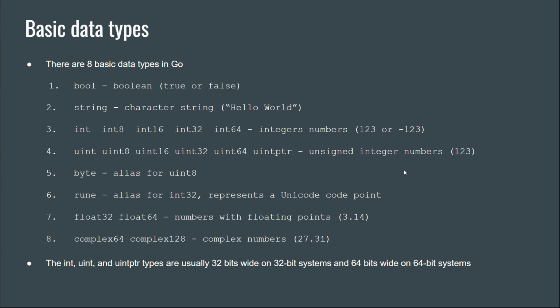Then we have rune to represent Unicode points. Rune is also an alias for 32 bits integer. Then we have float for numbers with floating points. Then we have complex for complex numbers.